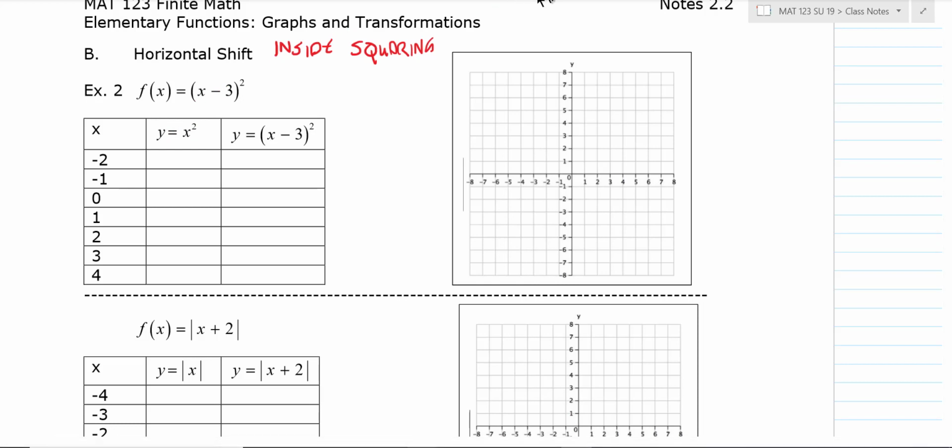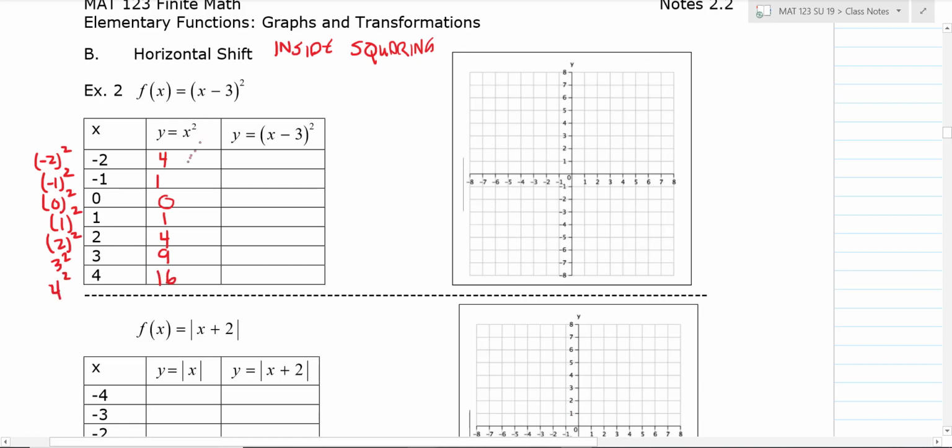And again, it's okay if you do this in your head. I'm just going to do negative 2 squared would be 4. Negative 1 squared would be 1. 0 squared is 0. 1 to the second is 1. 2 to the second is 4. 3 to the second is 9, and 4 to the second is 16. Most of those things you're going to do in your head.